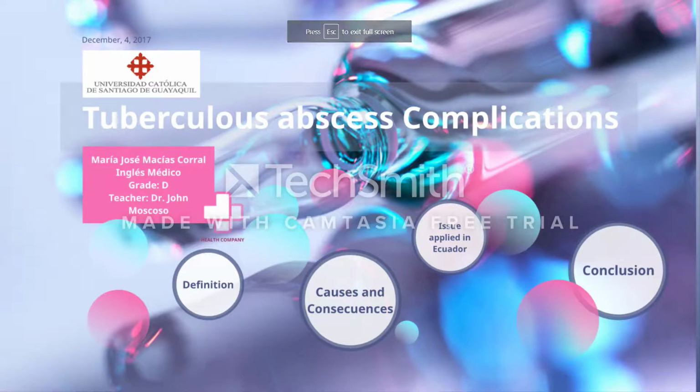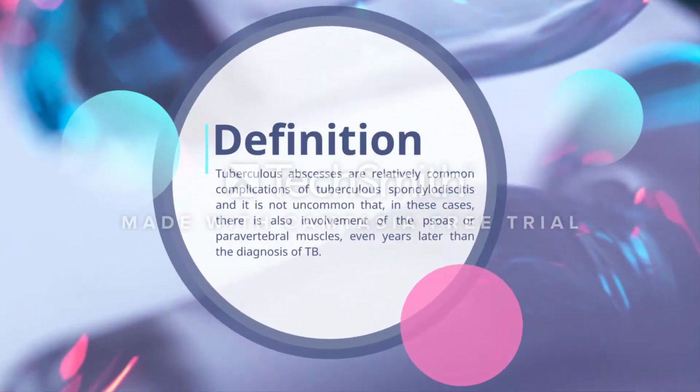Tuberculous abscess complication. Tuberculous abscesses are a relatively common complication of tuberculous spondylodiscitis, and it is not uncommon that in these cases there is also involvement of psoas or paravertebral muscles, even years later than the diagnosis of TB.